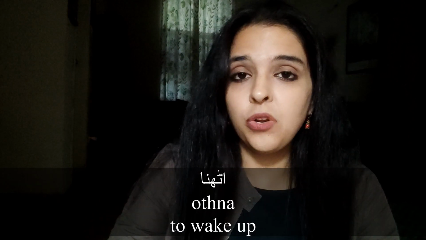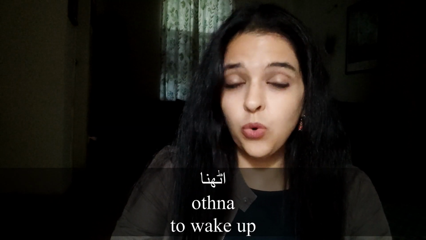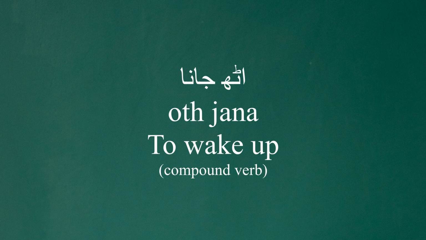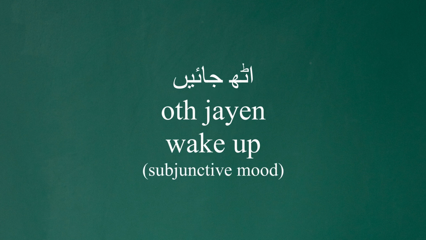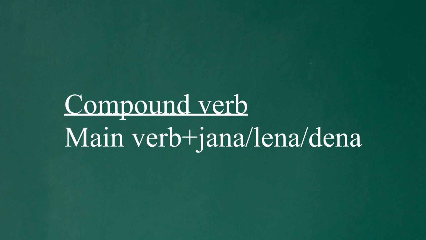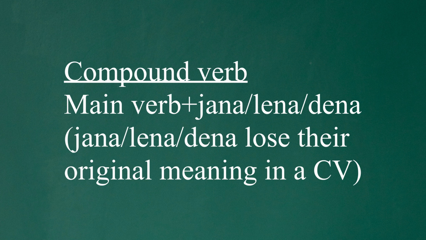The first verb is uthna, which is to wake up. Uthna. Utho means wake up. Here the verb that is used is uth jana. It's a compound verb. Uth jaiye. Uth jaiye. It's a polite imperative. Compound verbs are used quite a lot in Urdu and they indicate a sense of completion of the action or a finality or transition from one state to another. So here when they're saying uth jaiye, that means he's changing his state from sleeping to waking up.